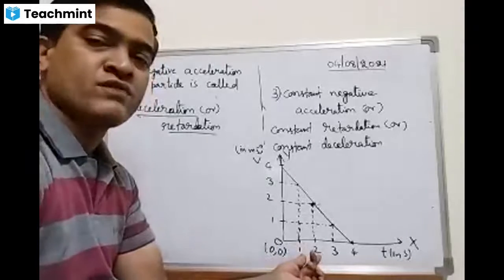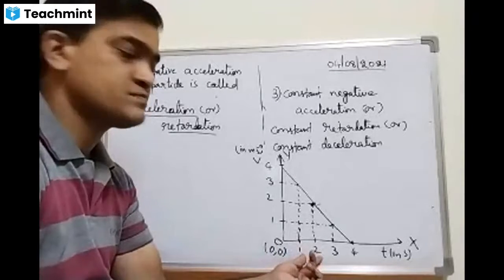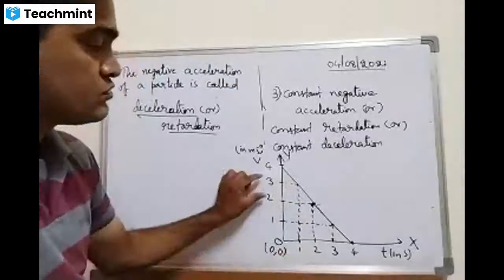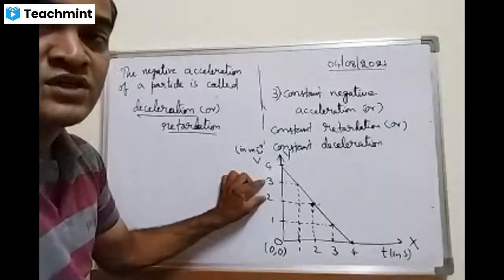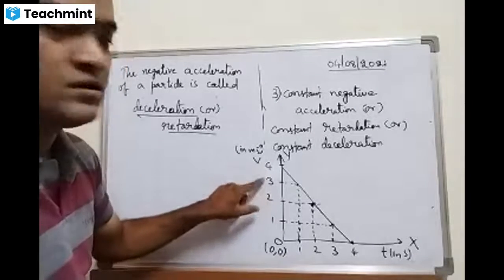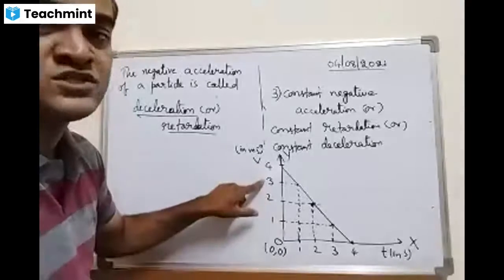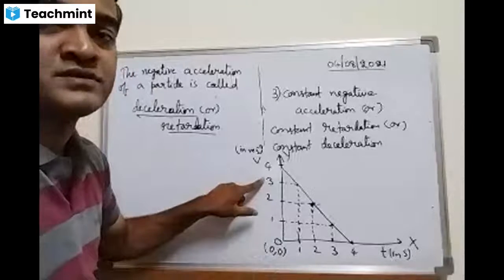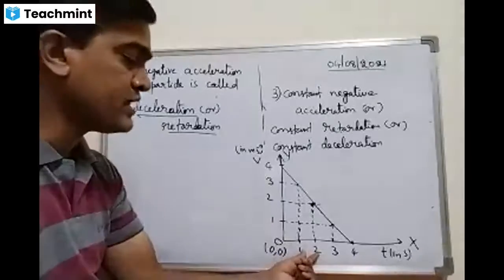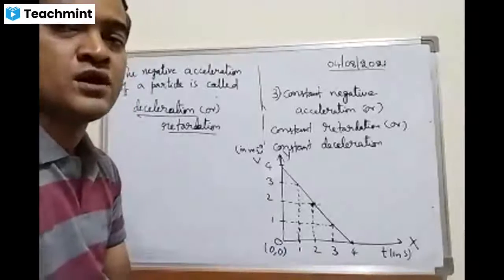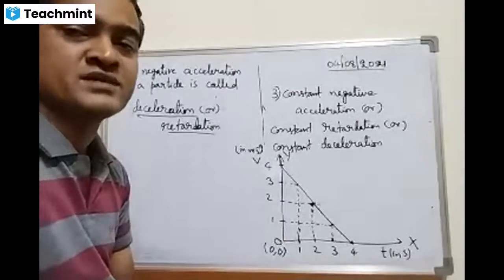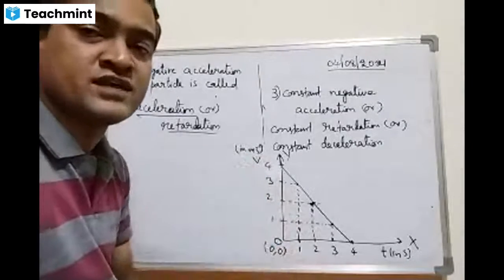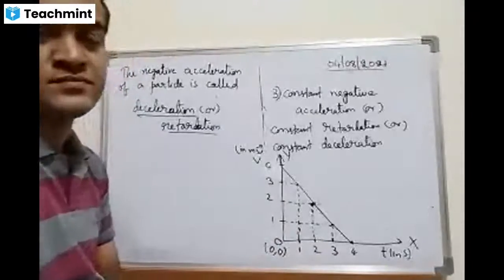Now if I take this time interval between 1 and 2, what is the time interval in this case? Time interval between 1 and 2 is again 1 second. During this interval, the change in velocity is 2 minus 3. Final is 2, initial is 3. Right? This also comes to minus 1 meter per second. So minus 1 meter per second by 1 second gives minus 1 meter per second squared. So acceleration is constant, but it is decreasing. Right?